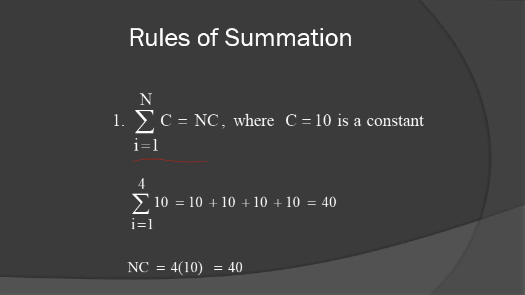The sum of a constant equals the same as n times the constant, where n is the number of observations. So here we've got a constant of 10. If we had 4 observations, so our n is 4, we've got x1 is 10, x2 is 10, x3 is 10, x4 is 10, it equals 40. We could also do the constant, which is 10, times our n, and get that same 40. So it comes out the same.